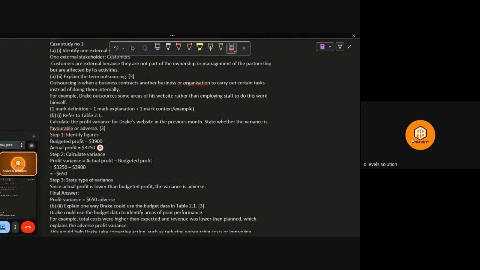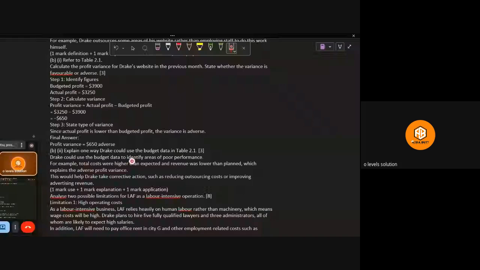Okay. So the next question is to explain one way Drake could use the budget data in table 2.1. How could he use that budget data? Drake could use the budget data to identify areas of poor performance.